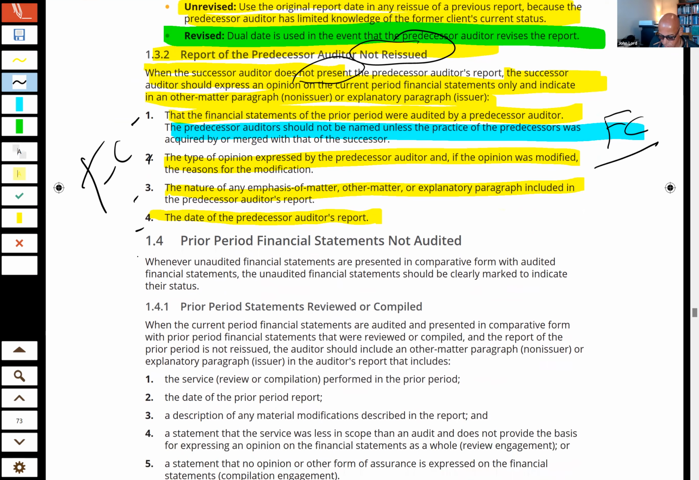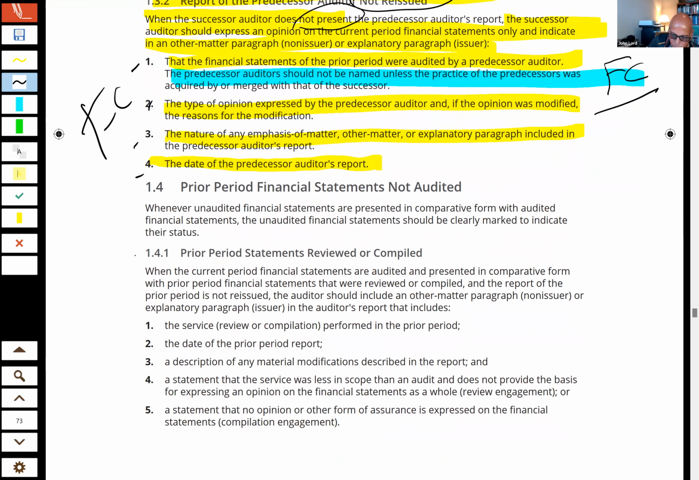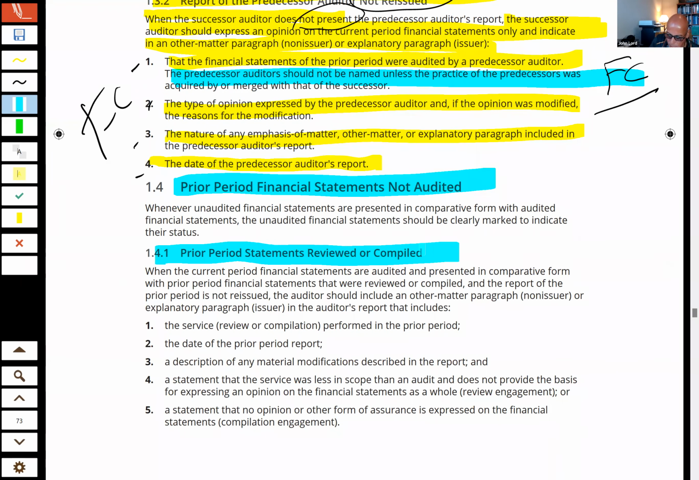Okay, good. Now we come over and we also said, well, what happens if we issue comparative financial statements and they were not audited? And we say that they could be compiled or reviewed. So again, let's say 20X1 is audited, but 20X0 was only, say, reviewed or compiled. So we've had an upgrade in service, haven't we? We've gone from a review or compilation to an audit, okay?